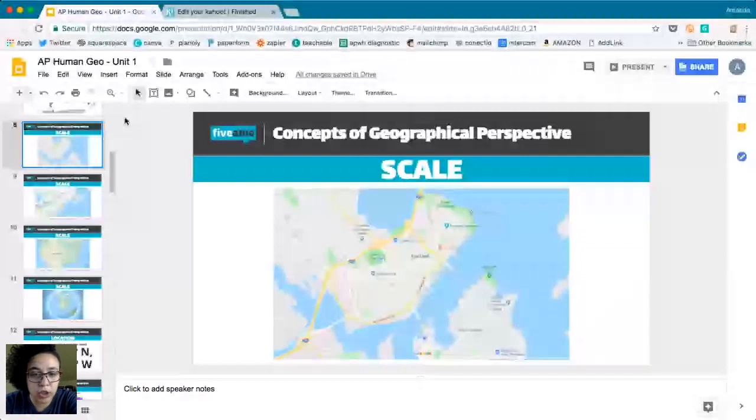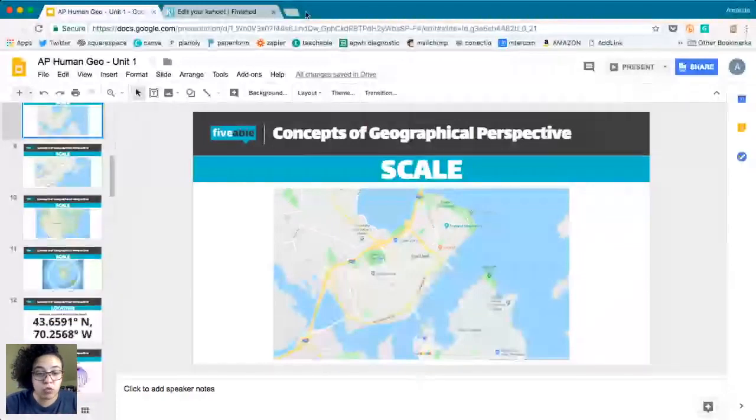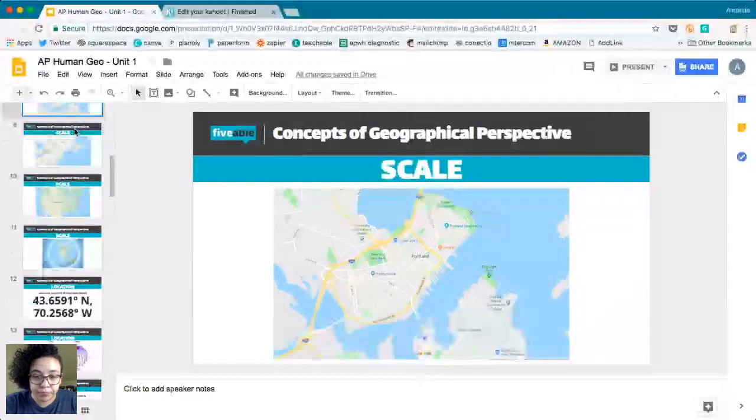All right, so in terms of one of the concepts of geography, one of the ways that geographers study space is through scale. You have to know what scale you want to look at, right? Like I live in Portland, Maine. And so this scale would be specifically for Portland, Maine, right? I'm kind of zoomed in on the city, but I can zoom out and I can look at all of New England, right?